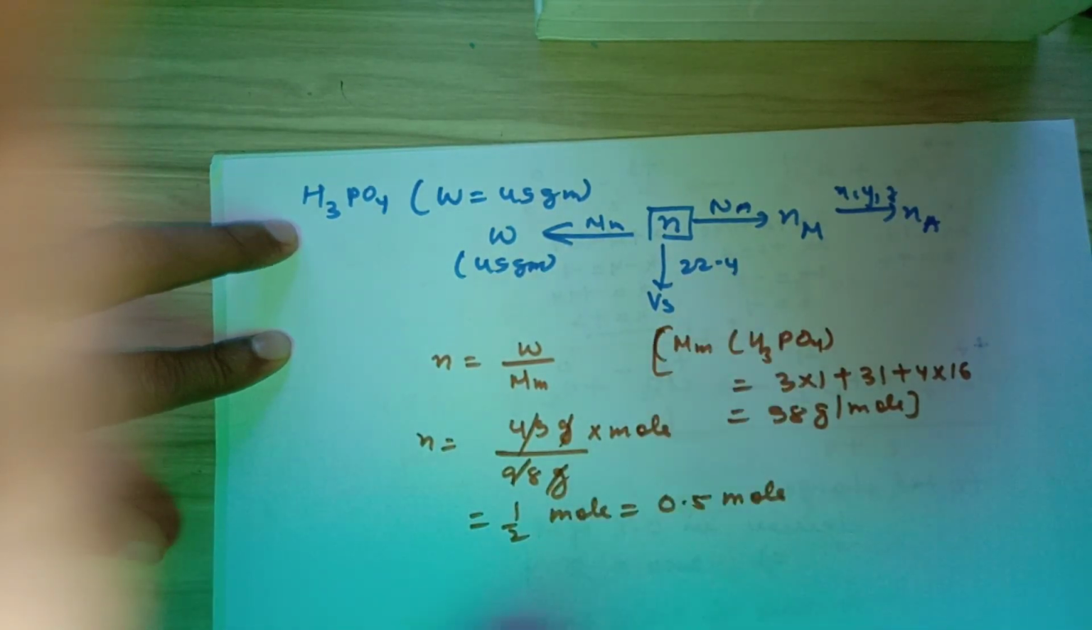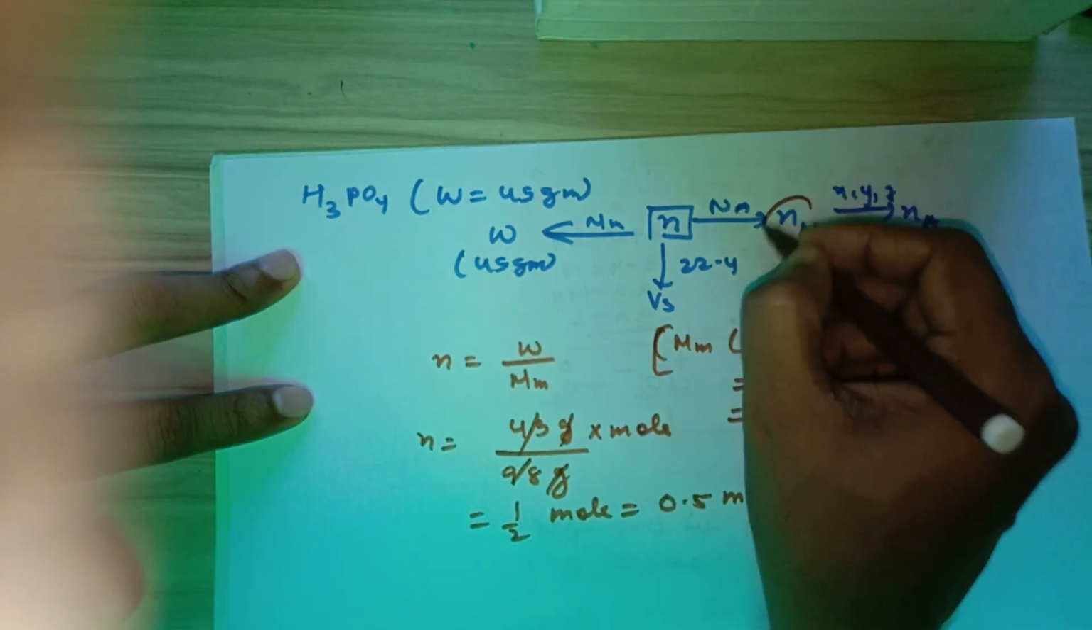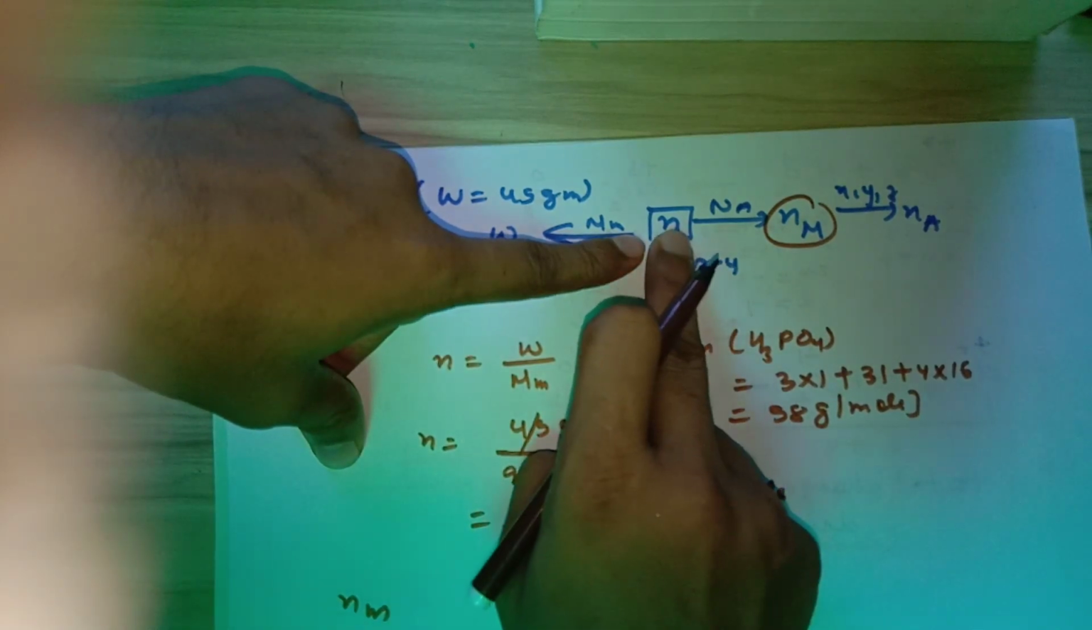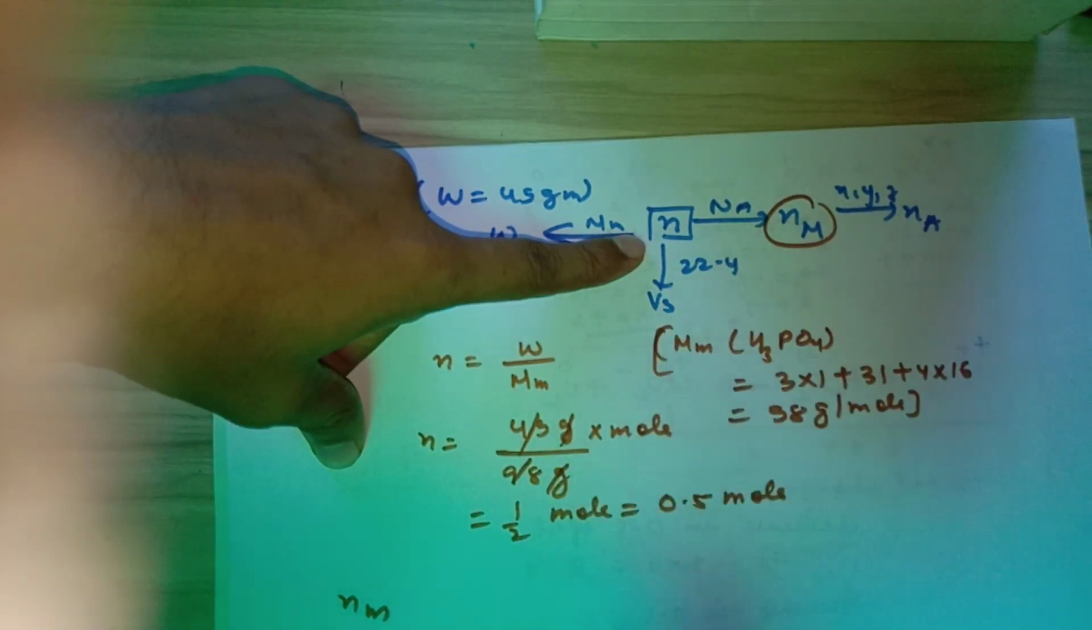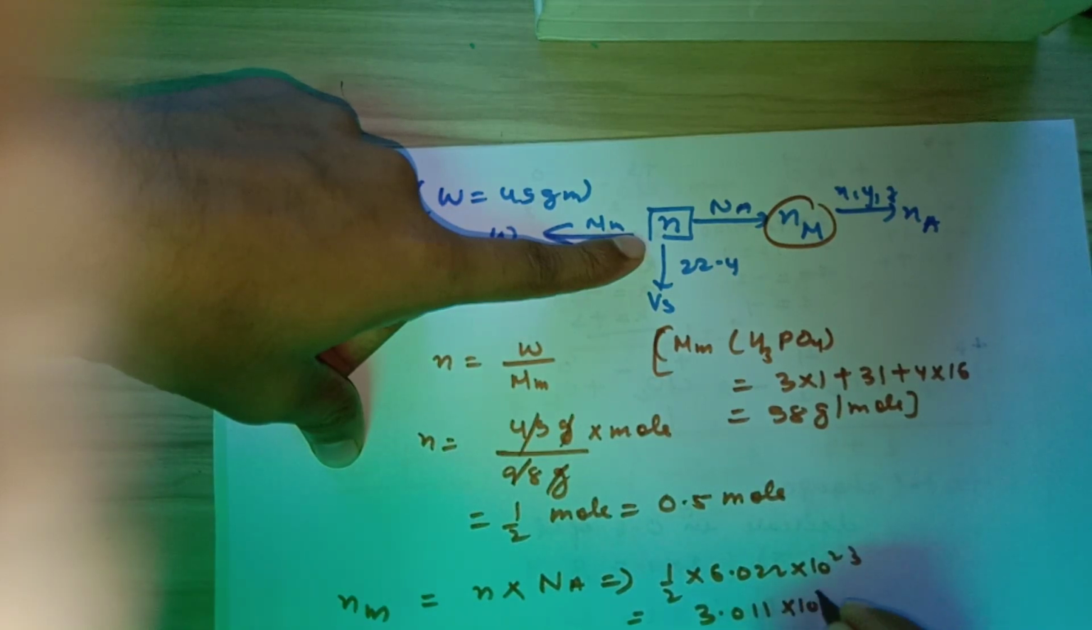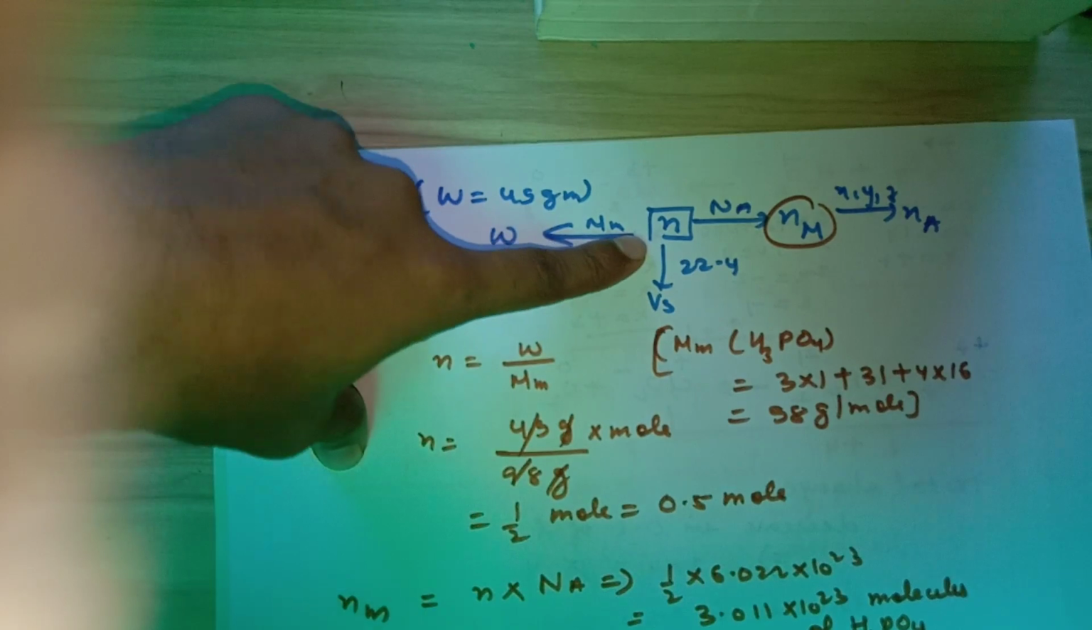Now suppose we have to find the number of molecules. We now know the number of moles, and we are moving away from the number of moles, so we will multiply by the Avogadro number. The number of molecules will be n into Na, that is 1 by 2 into 6.022 into 10 to the power 23, and that will be 3.011 into 10 to the power 23 molecules. Molecules of what? H3PO4.